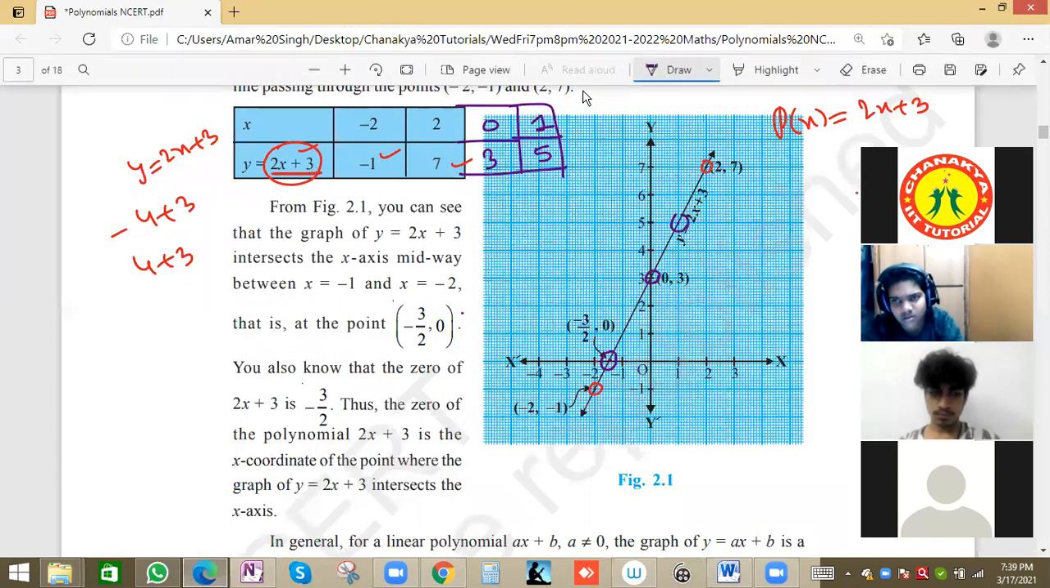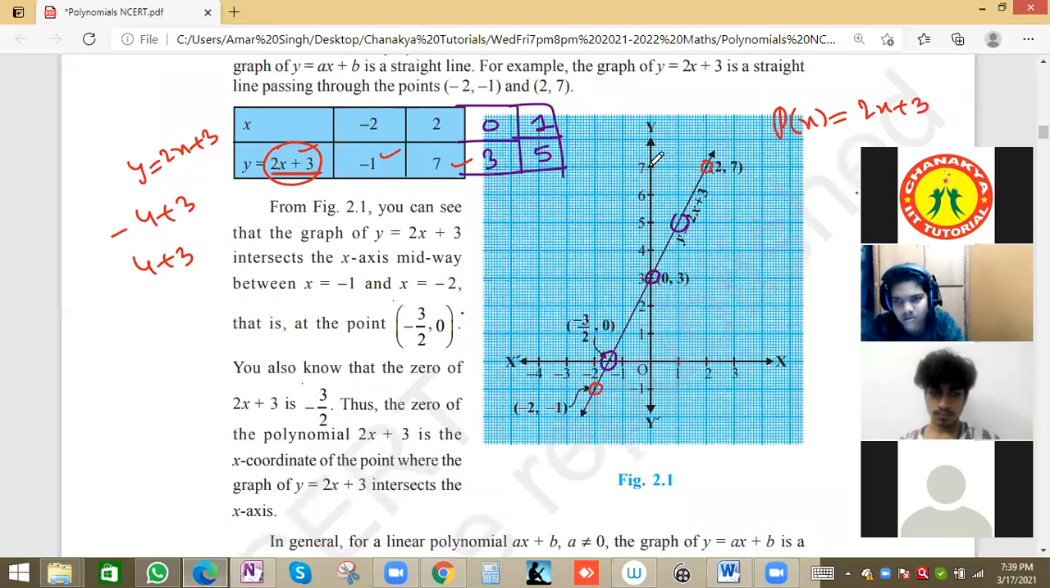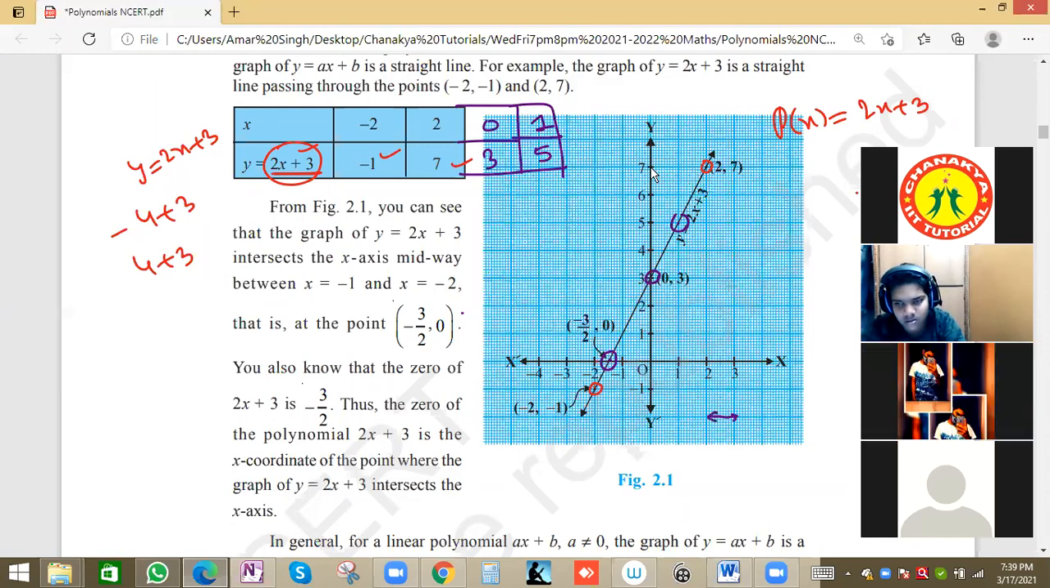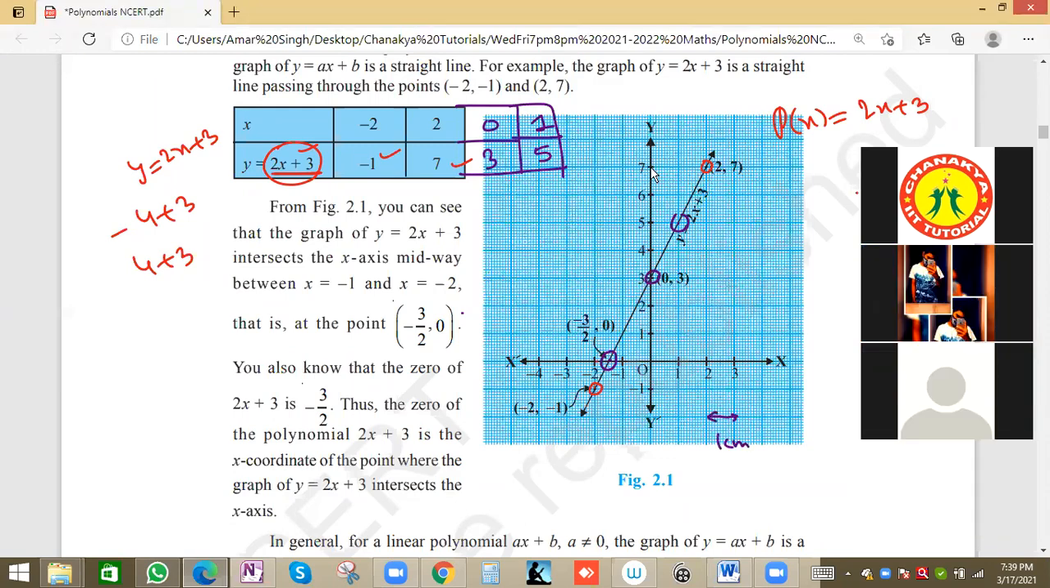In the next chapter, we have plotting of straight line graphs in our syllabus. For that, a graph paper will be provided. Otherwise, we can make it on a notebook also, not an issue. The graph paper will be like this one, and one interval, one gap, this much length, is equal to 1 centimeter. One unit is 1 centimeter.